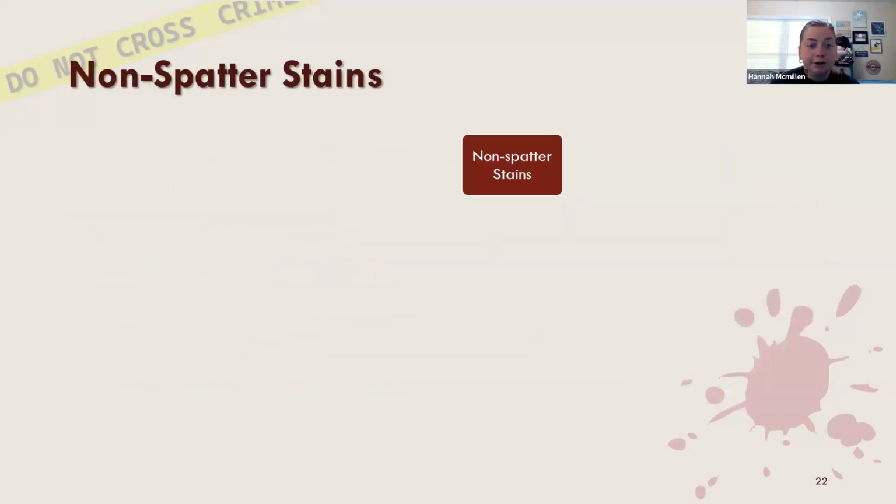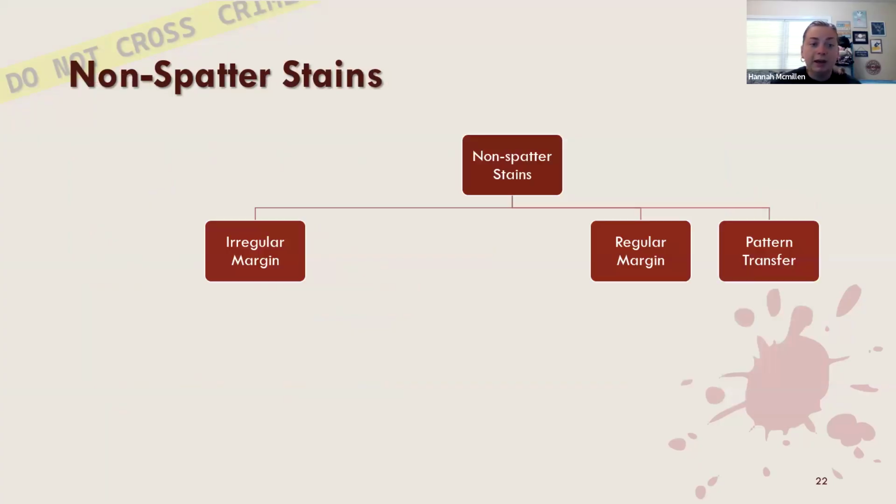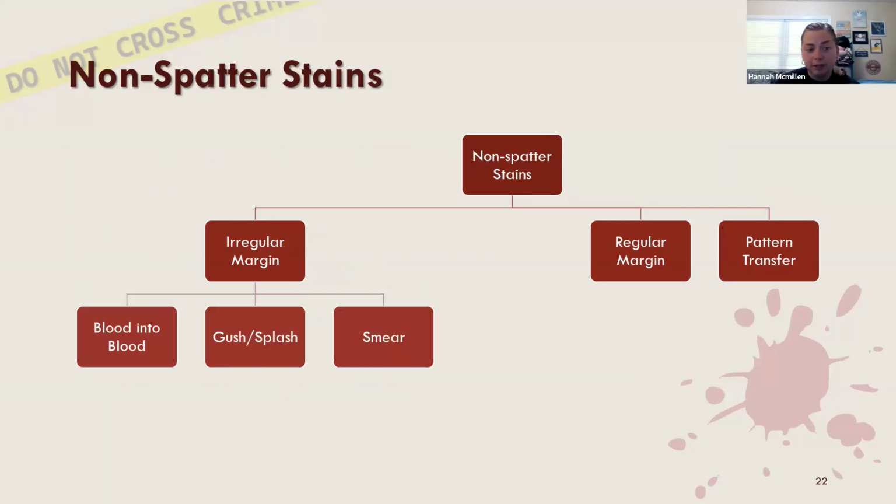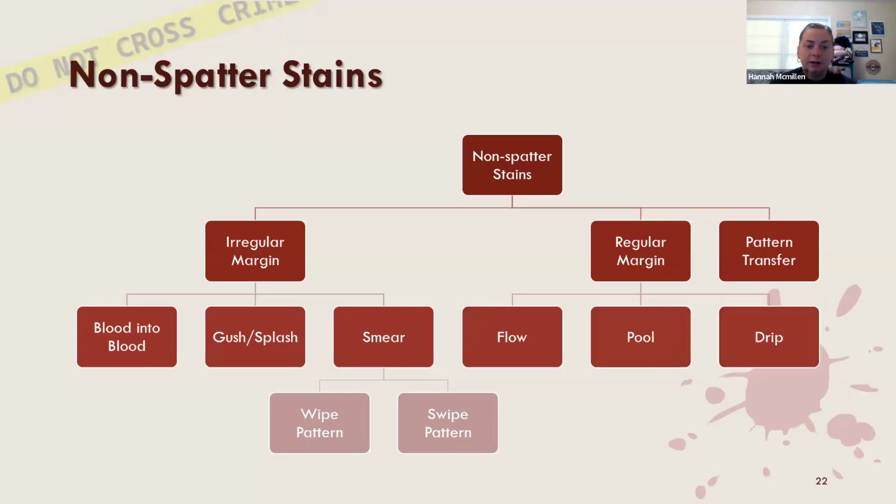So going into our non-spatter stains, we have irregular margin, regular margin, and pattern transfer non-spatter stains. And jumping into our irregular margin, we have blood into blood, we have a gush or splash, and we have smears. And then smears can be broken down into wipe patterns and swipe patterns. Then for our regular margins, we have flow, pool, and drip patterns.